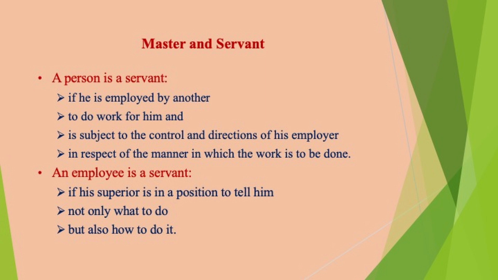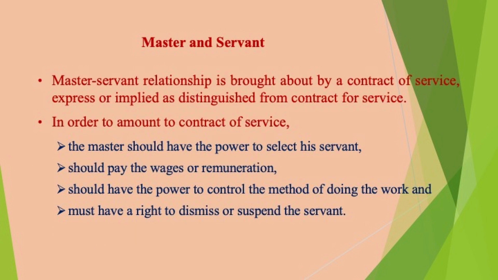Who is a servant? A person employed by another to work for him and is controlled and directed by him regarding the manner in which the work has to be done is a servant. An employee would be a servant when his superior is authorized to tell him what to do and how to do it. A contract of service creates master and servant relationship, and this is different from contract for service. In contract of service, the master has the power to select his servant, pay his wages or remuneration, exercise control over the manner in which the work has to be done, and also to dismiss or suspend the servant.